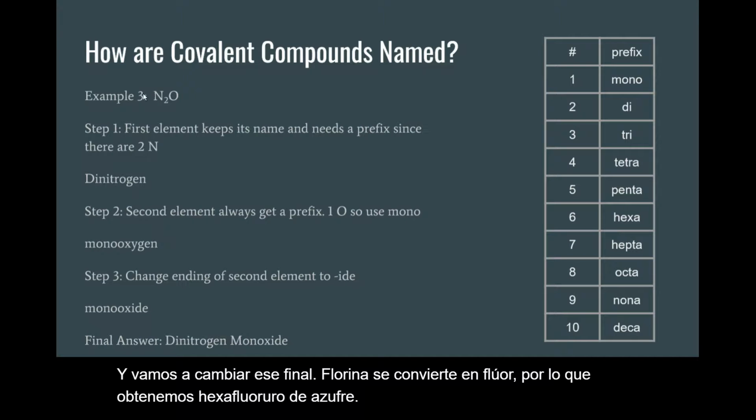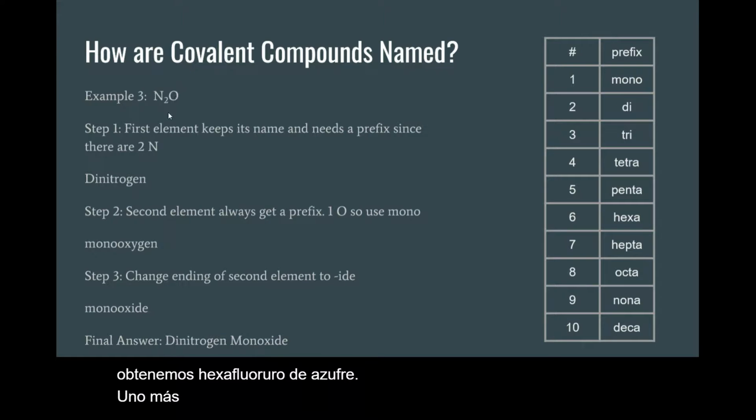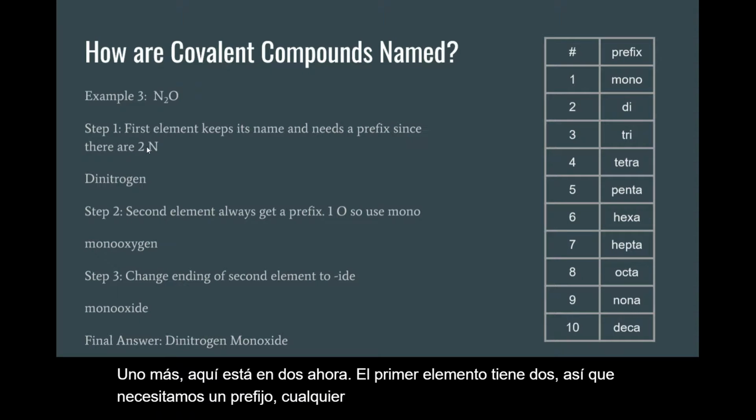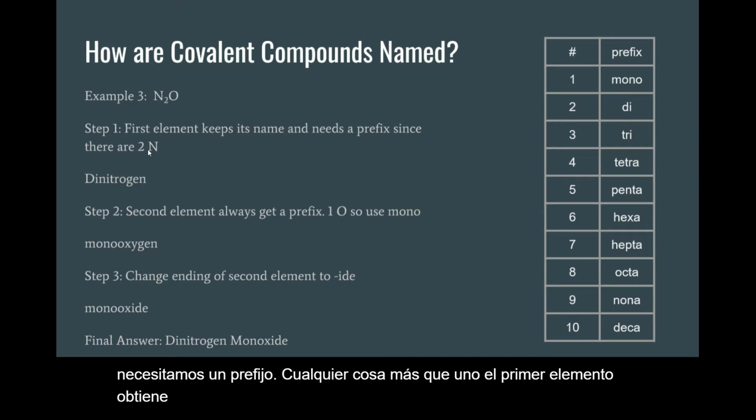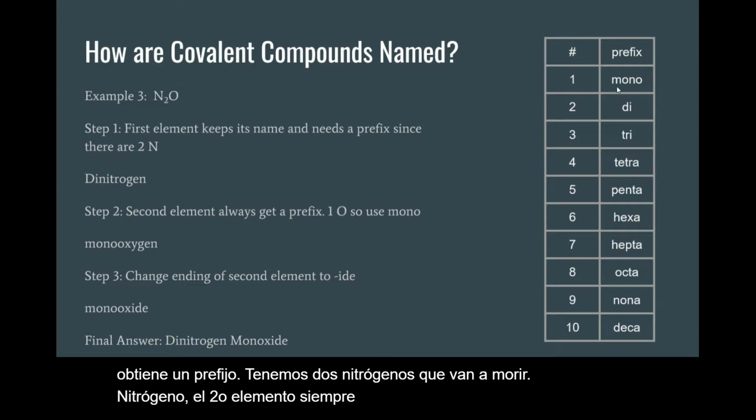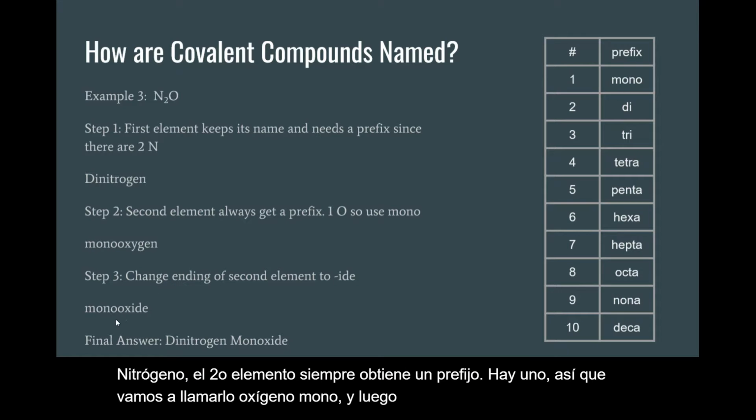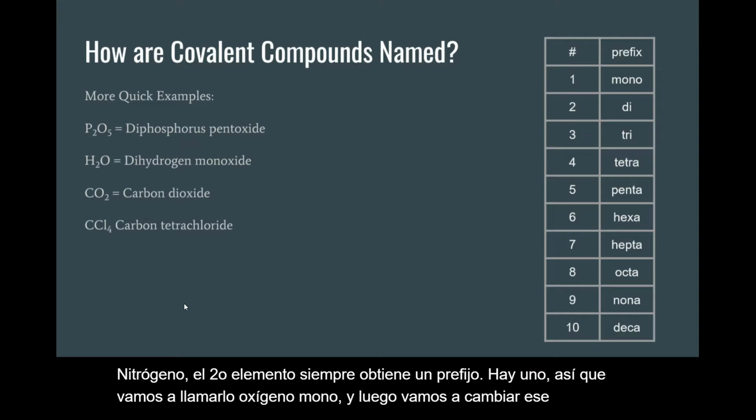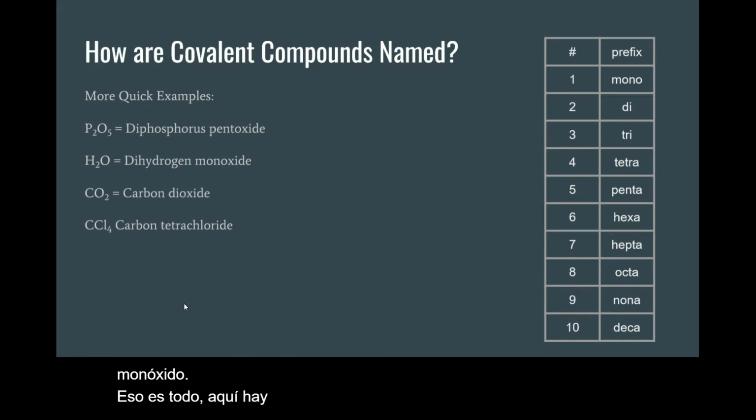One more. Here's N2O. Now the first element has 2, so we do need a prefix. Anything more than 1, the first element gets a prefix. We have 2 nitrogens. This is going to be dinitrogen. The second element always gets a prefix. There's 1, so we're going to call it monooxygen. And then we're going to change that ending to monoxide. And that's it. Here are just some other examples. Pause it for a little bit and take a look at them.